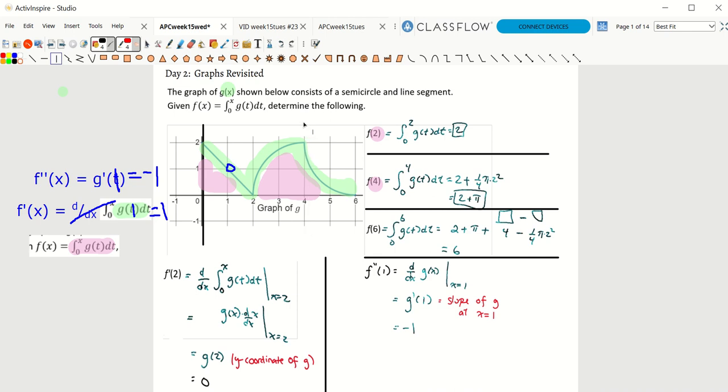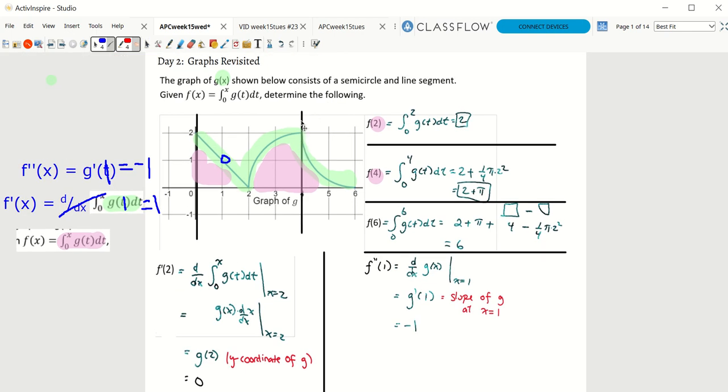Let me draw that vertical line here better, which is basically going to be adding the triangle and then adding this quarter circle over here, which is 2 plus pi r squared divided by 4. Pi r squared is pi times 2 squared divided by 4, which is pi. So we get 2 plus pi, which is the area bounded between the curve and the x-axis from 0 to 4.